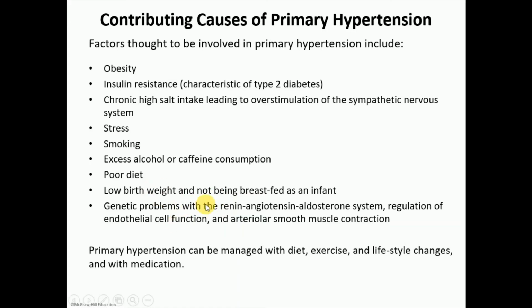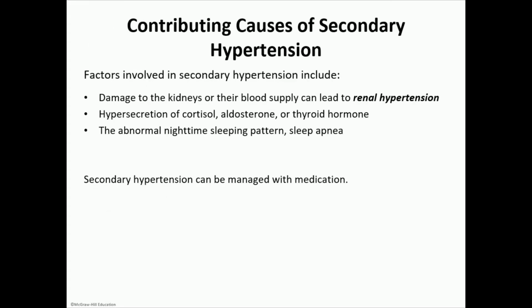And then genetic problems with the renin-angiotensin-aldosterone system. Okay, primary hypertension can be managed by healthy diets, healthy exercise regimens, and lifestyle changes. Sometimes we have to introduce some medications. And we'll talk about the secondary hypertension. Okay, like I said, this is secondary to another disease.